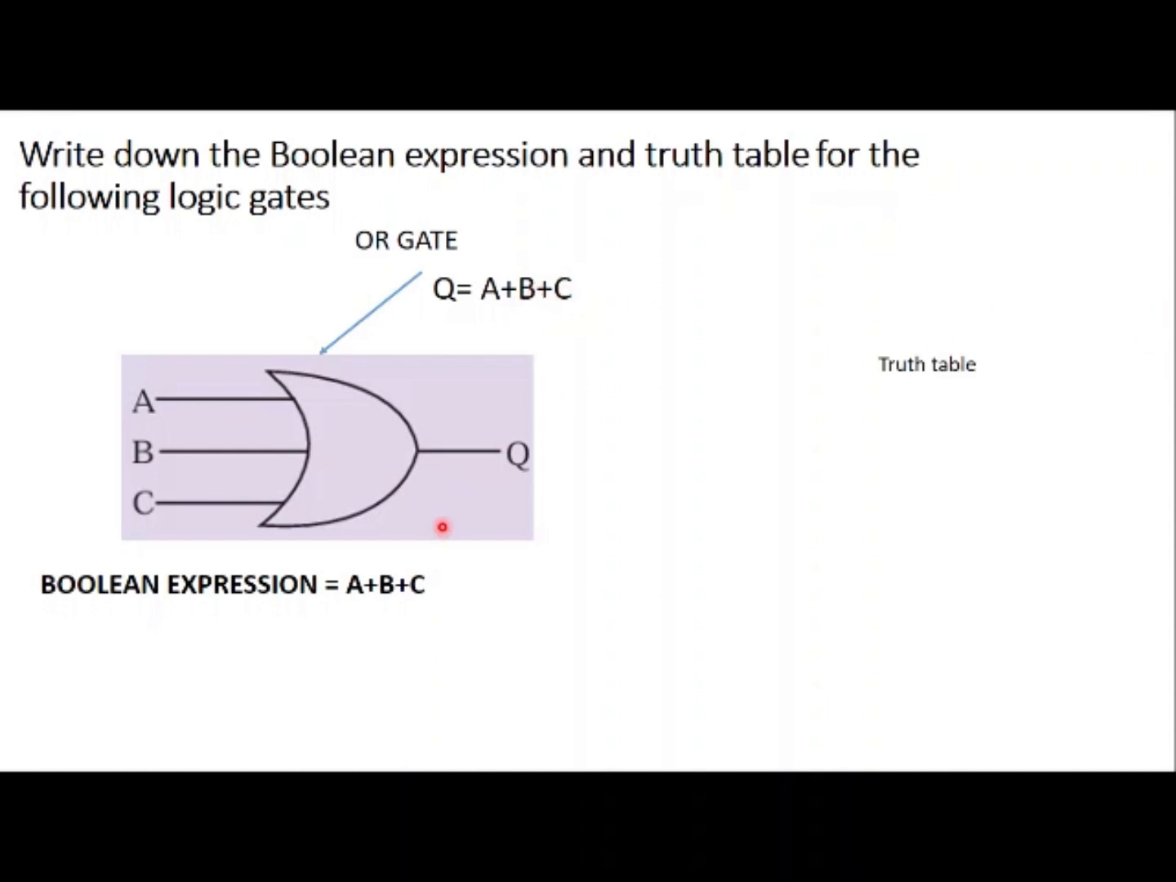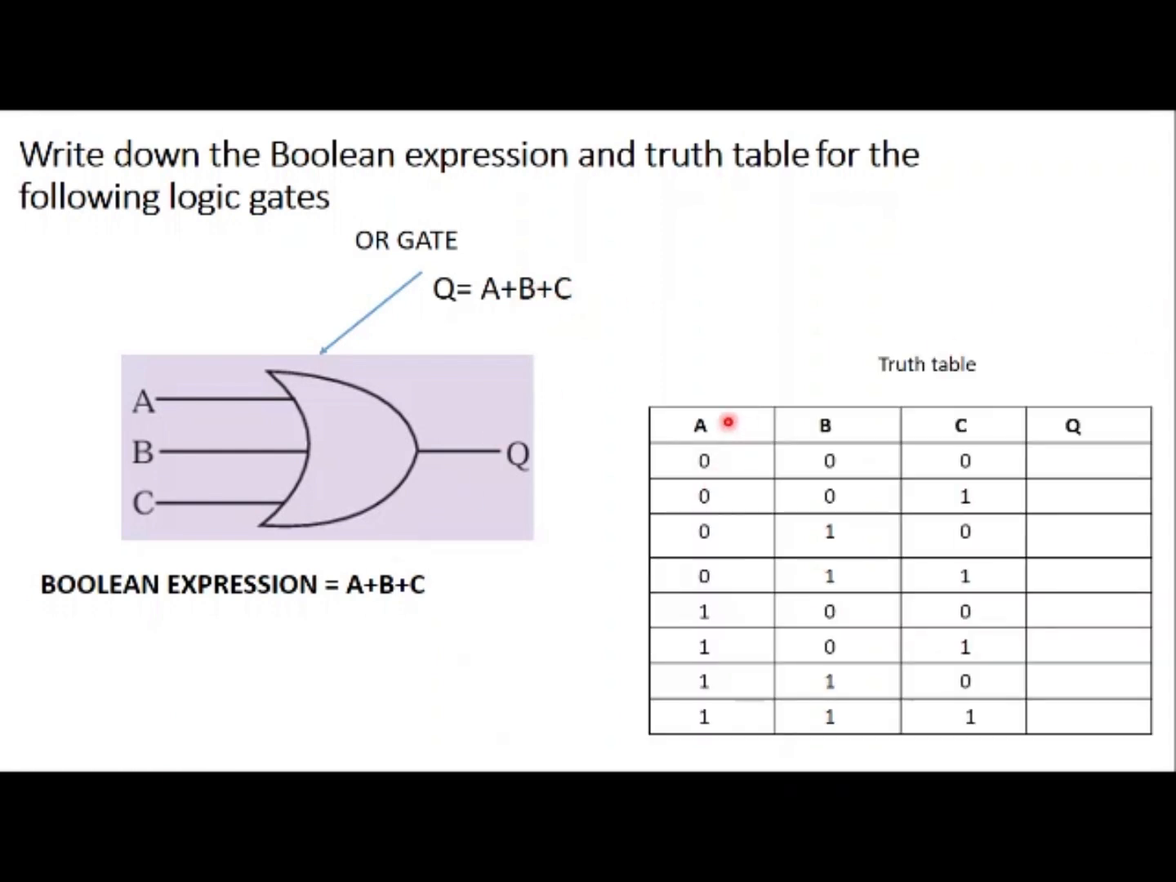Now let's find the truth table. First fill the A, B, C columns and then we'll try to figure out the Q. So A: 0 0 0 0 1 1 1 1. B: 0 0 1 1 0 0 1 1. C: 0 1 0 1 0 1 0 1. Now try to pause the video and find the values for Q. These are the values for the Q.